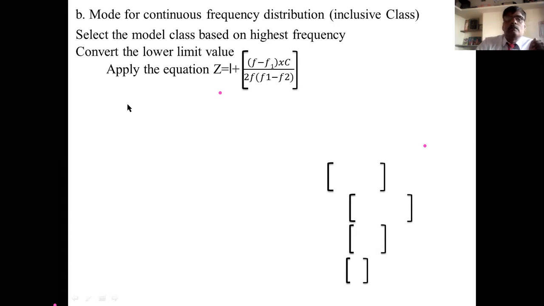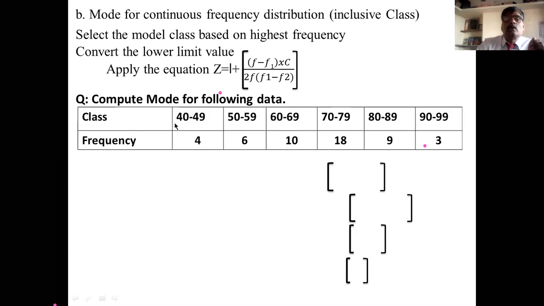Then I will take one example. You see the example: compute the mode for the following data. Classes 40 to 49, 50 to 59, 60 to 69. This is an inclusive class, because the upper limit of the first class is not the lower limit of the second class. In this case, you have to convert the class first.